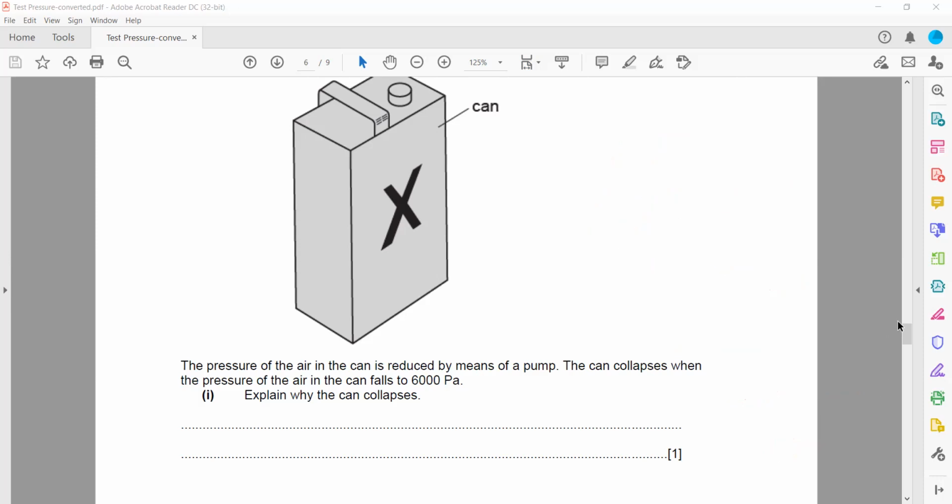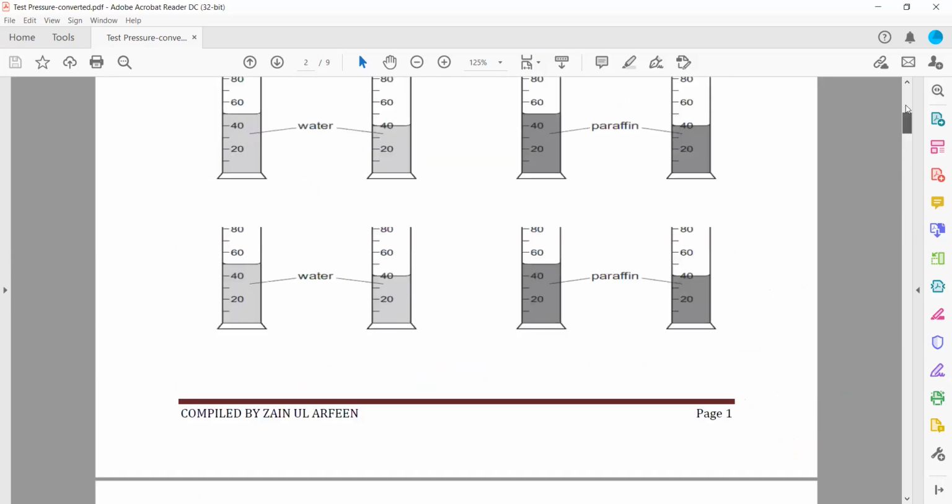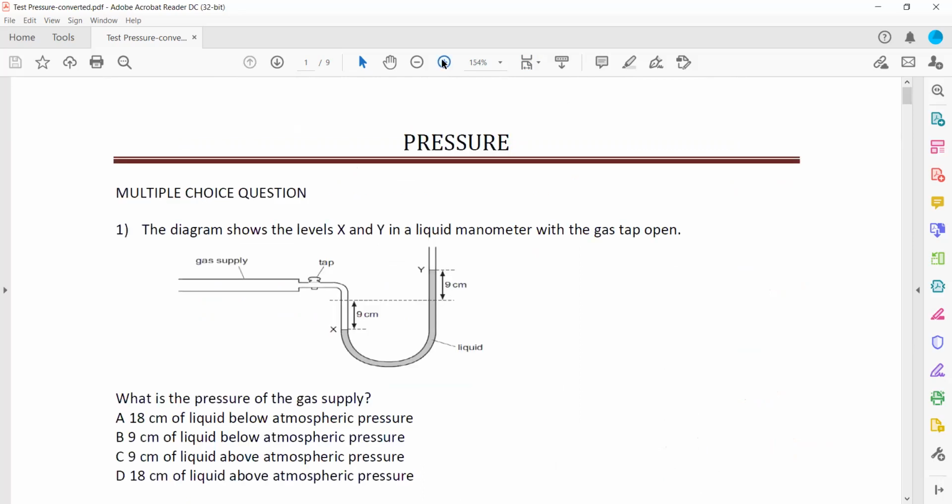So these are the questions related to the topic of pressure. Next class we'll start block 2, which is about thermal physics. Any question related to the class today?